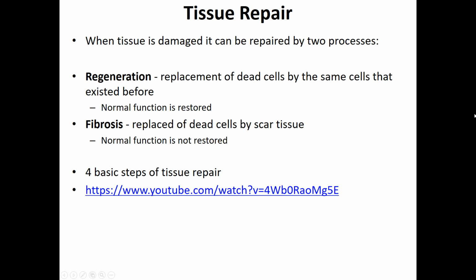Whenever tissue is damaged itself, there's two main ways that it can be repaired. And the first is with regeneration. And so this is ideal. This is where you have replacement of the dead cells by the exact same cells that existed before. So if you're replacing damaged cells with cells that are the same as the original, that means you typically have restored function completely.